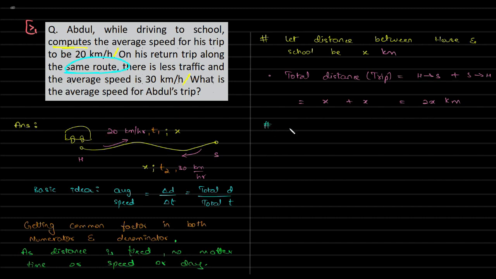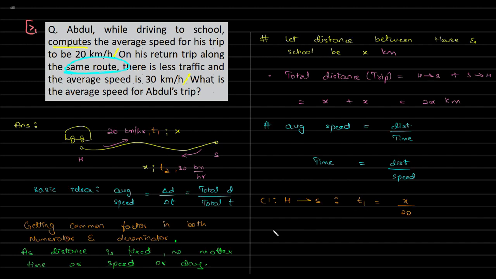Now, what is your average speed? Average speed is given by distance by time. So distance would be 2x, and time we have to figure out. So let's get an expression for time. I'll rearrange this: time is equal to distance by speed. So your time t1 would be equal to, what is the distance from house to school? T1 is the first case wherein the vehicle moves from house to the school. So t1 is equal to x by 20. Distance is x and speed is 20.